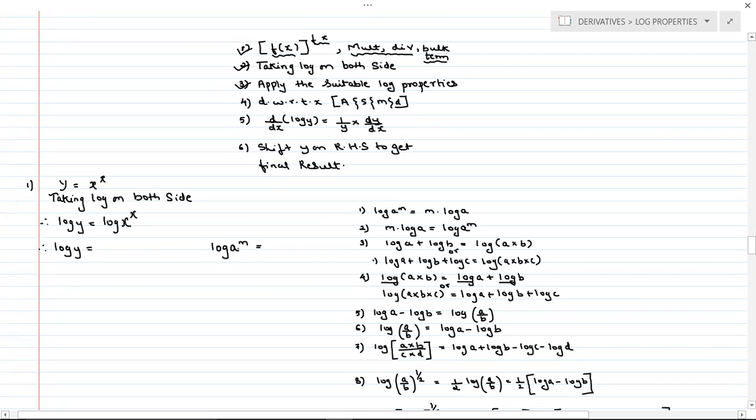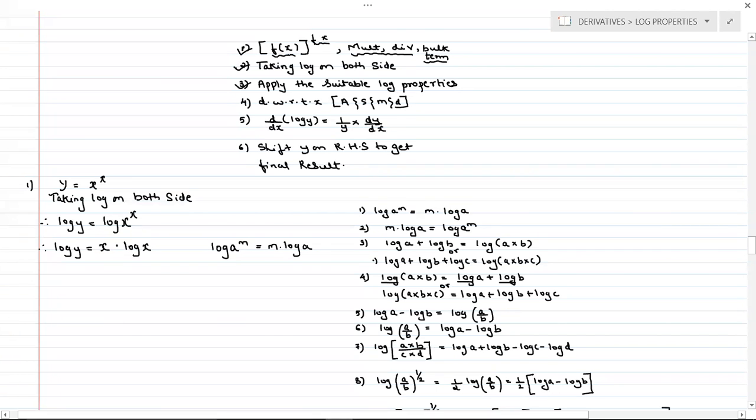So as we know that log a raised to m, the power we can bring down. So m into log a. So here we'll apply this property. x will come down. Okay. So here multiplication will come and then log x. Understood? The first step, you have to check whether it is function raised to function or a bulk term.